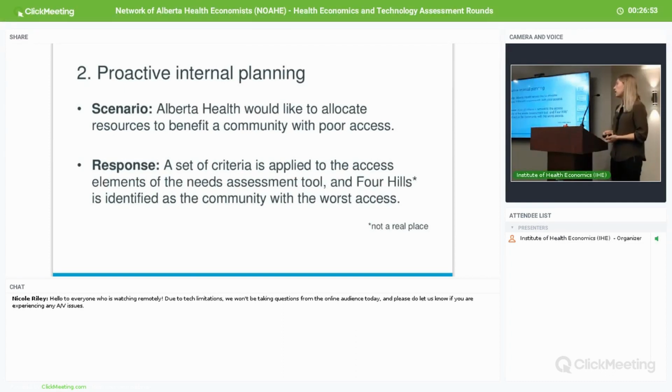For example, if Alberta Health would like to allocate resources to benefit a community with poor access, they would apply criteria, and we would identify the fictional Fort Hills as our poor access community.